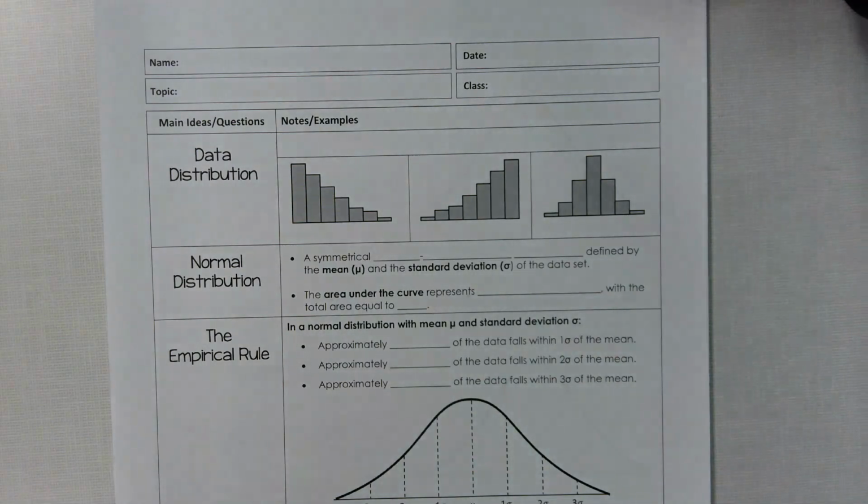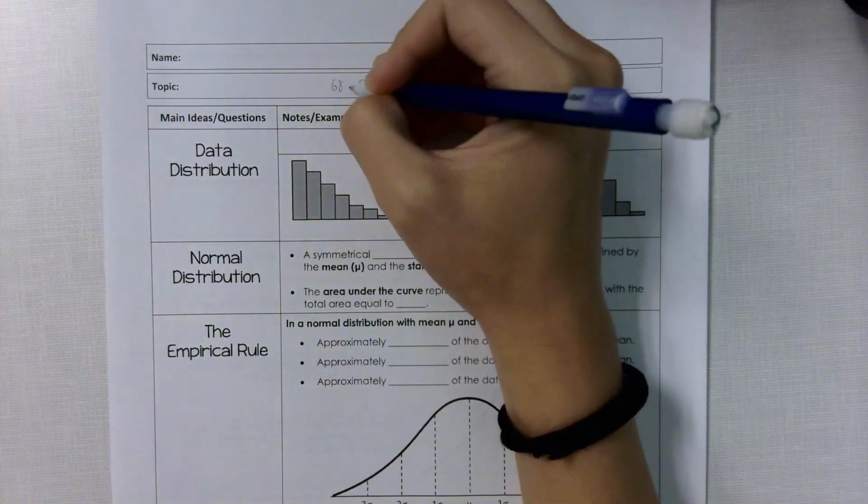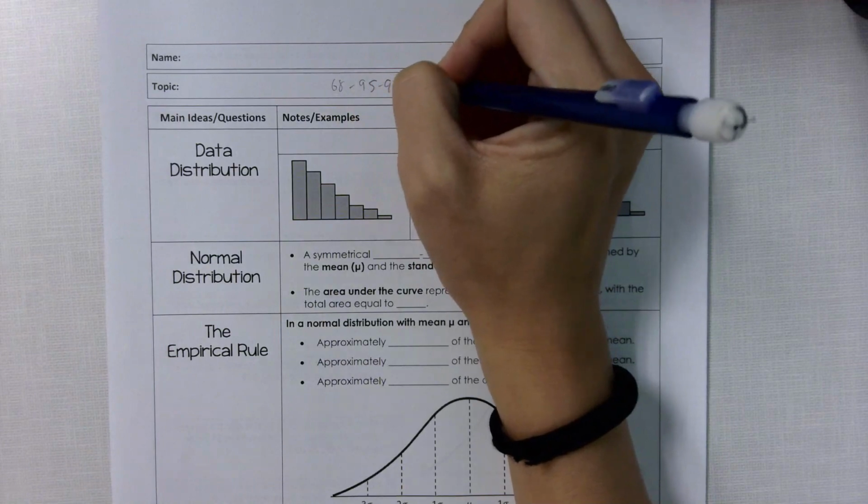Okay, this is a super important topic. This is about normal distributions, and this is where we're going to learn about the 68, 95, 99.7 rule.